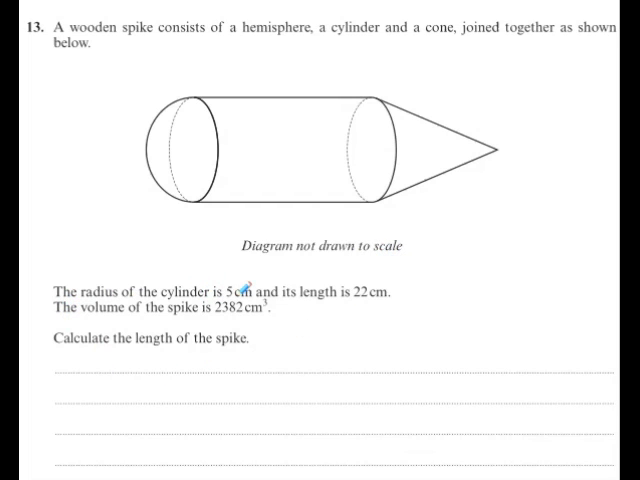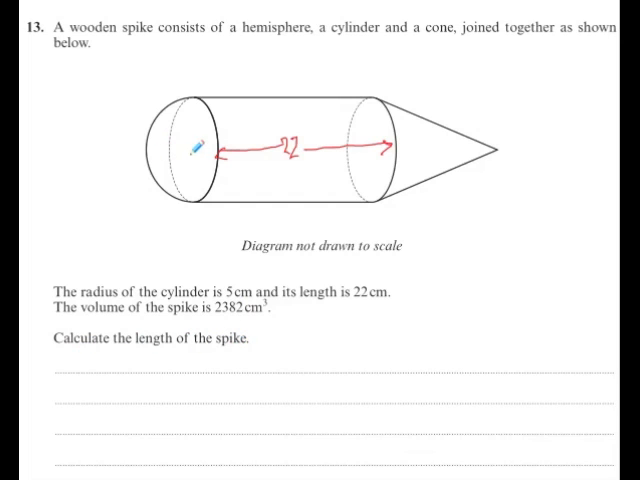The radius of the cylinder is 5 centimeters, so that is the radius there, 5 centimeters, and its length is 22 centimeters. That's that length here. Let's draw that in. Okay. The volume of the spike is 2,382 centimeters cubed. So the volume of the whole spike is 2,382 centimeters cubed. Calculate the length of the spike.